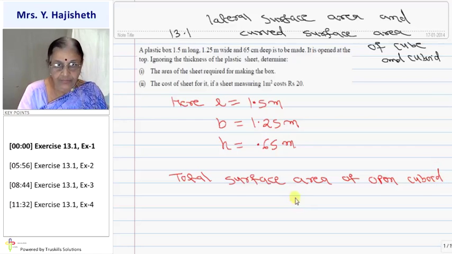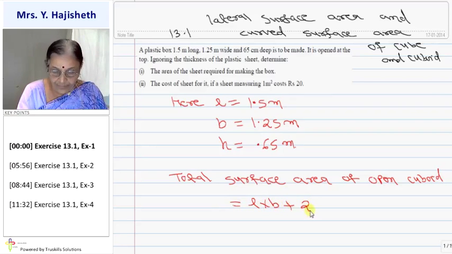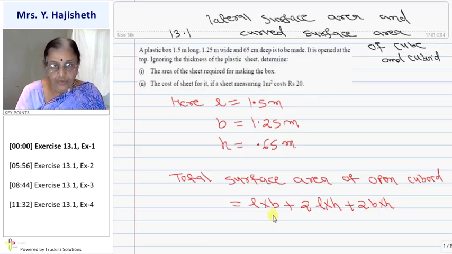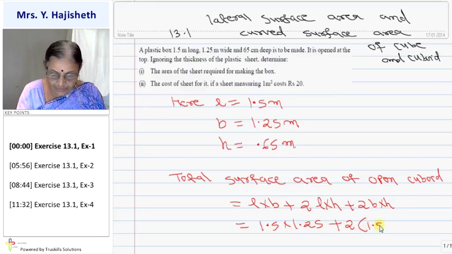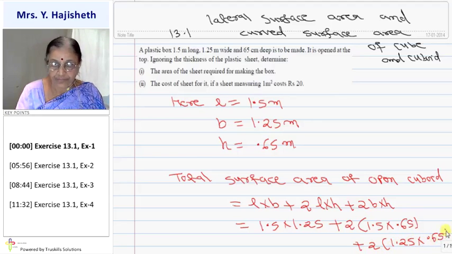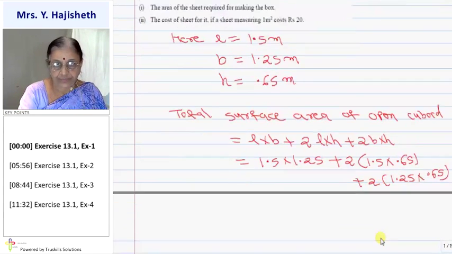Open cuboid means the formula is L into B plus 2 times L into H plus 2 times B into H, because top is open. Put the value. L into B is 1.5 into 1.25 plus 2 times L into H is 1.5 into 0.65 plus 2 times B into H is 1.25 into 0.65. Okay. Do the calculation.